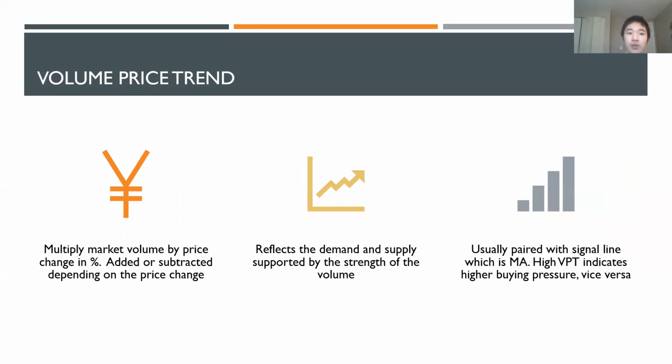Lastly, we have the volume price trend. Back again to the stock market, the formula is we multiply the market volume by price change, and we add or subtract from the previous volume price trend value, depending on the price change. It reflects the demand and supply. Again, volume is also involved, and it is usually paired with moving averages, which gives a signal line.